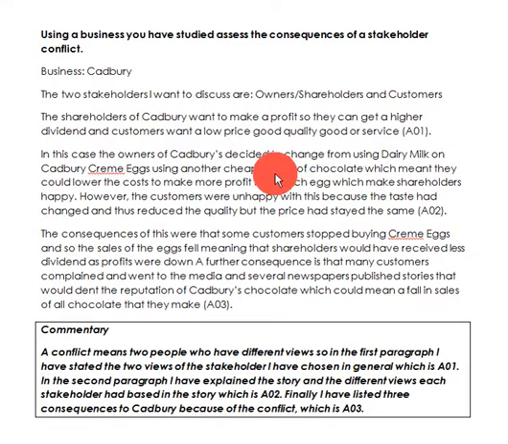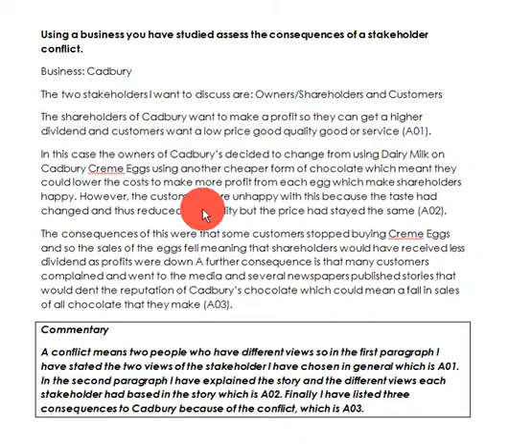Our second paragraph is to explain this in context. So here in the first bit, I've explained what happened. They replaced Dairy Milk chocolate for cheaper chocolate on Cadbury's Creme Eggs, which meant they could lower the cost to make more profit from each egg, which makes shareholders happy. So the same thing, but in context.